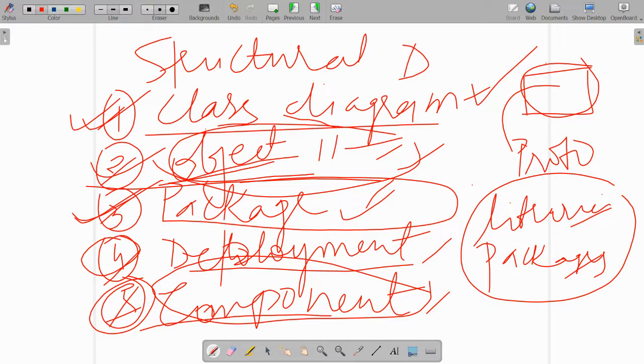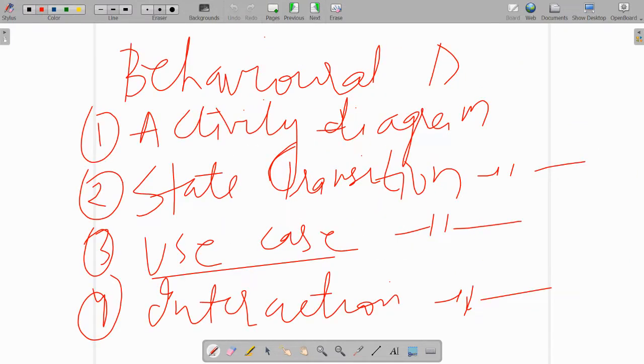Then if you talk about the behavioral diagrams, you can make out it is an activity diagram, what activity is going on; a state transition diagram; a use case diagram; and the interactions. When you talk about interactions, it is again the function between the different classes. In the behavioral diagram, let me talk about the interaction first. The interaction diagram shows an interaction between a group of collaborative objects.